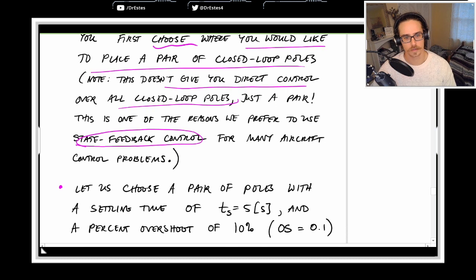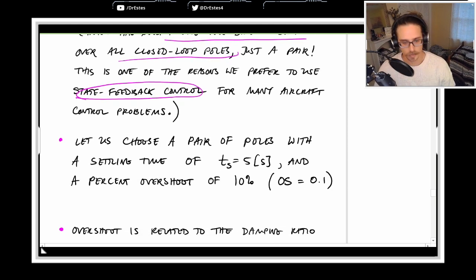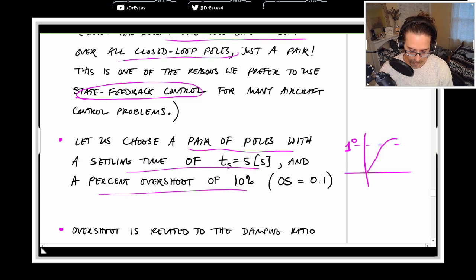Now, we're going to design one. Actually, I'm just going to give you one, but I'll give you the basics of how I got it. So I want to choose a pair of poles with a settling time of 5 seconds and a percent overshoot of 10%. Overshoot is, if I want to go to 1 degree, I expect my controller to overshoot that by a 10% margin, but then come back down.